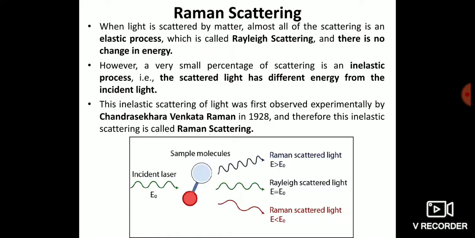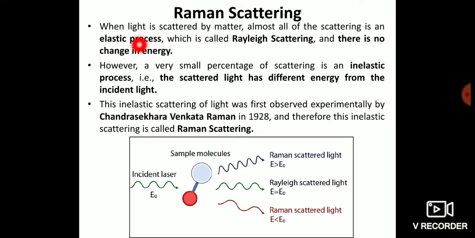Now let us talk about Raman scattering, right? In this diagram you can see that this is the sample molecule, and this is the incident laser light, E0. Now the light gets scattered, right? So here we are talking about scattering of light. You can see that the energy of this scattered light is the same as the incident laser light, and then there are some deflections, or certain shifts.